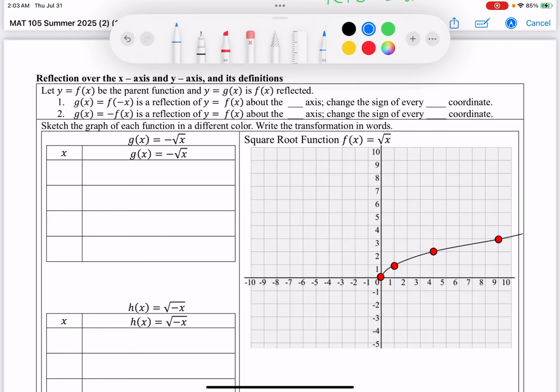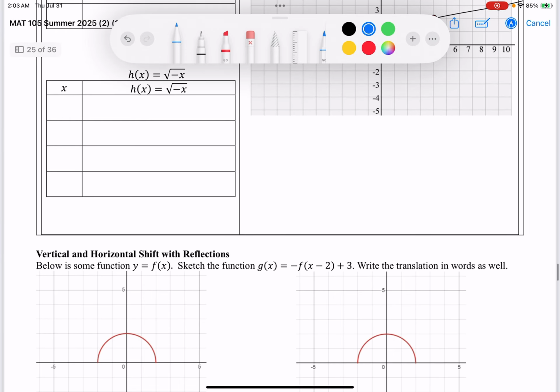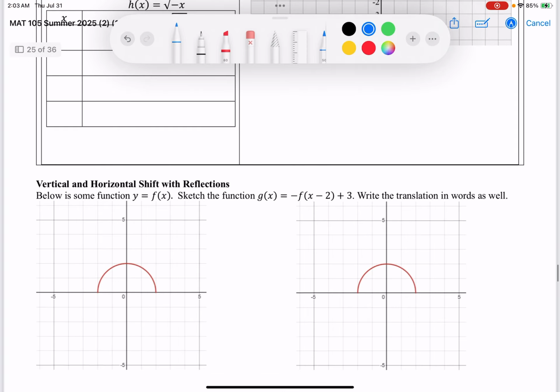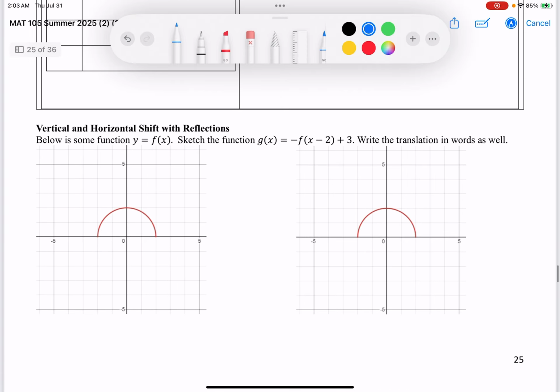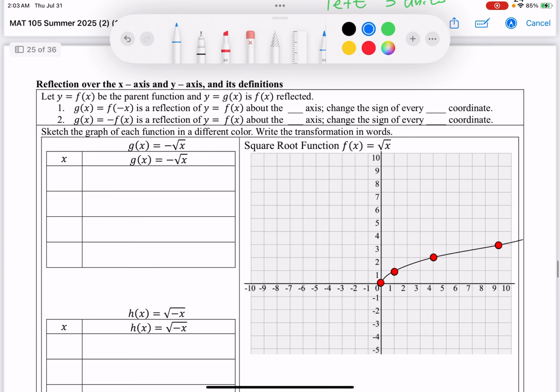All right. In this video, we're going to go over reflections across the X and Y axis and its definition. And then we're going to use what we did in the previous two videos as well as this video. And then we're going to answer the next question in its own separate video. Okay. Reflections over the X and Y axis.